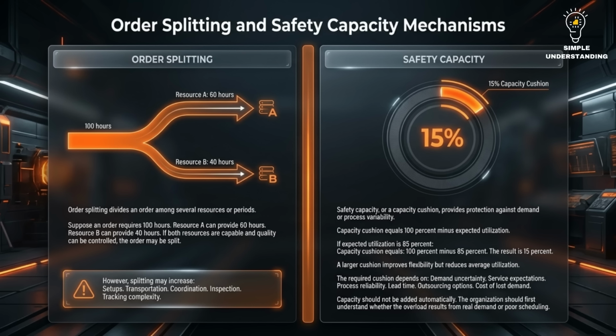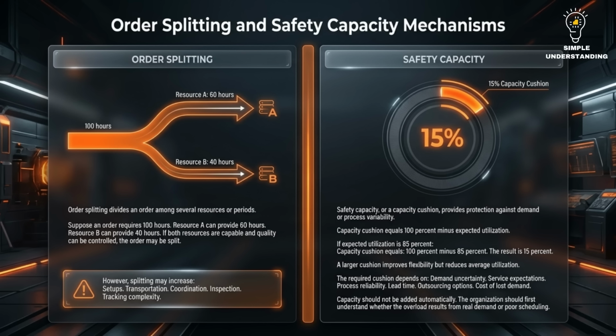Safety capacity. Safety capacity, or a safety cushion, provides protection against demand or process variability. A basic capacity cushion formula is capacity cushion equals 100% minus expected utilization. If expected utilization is 85%, capacity cushion equals 100% minus 85%. The result is 15%. A larger cushion improves flexibility but reduces average utilization. The required cushion depends on demand uncertainty, service expectations, process reliability, lead time, outsourcing options, and cost of lost demand.